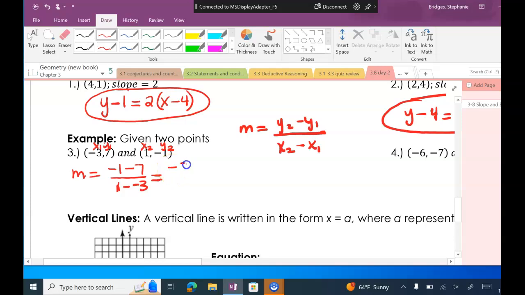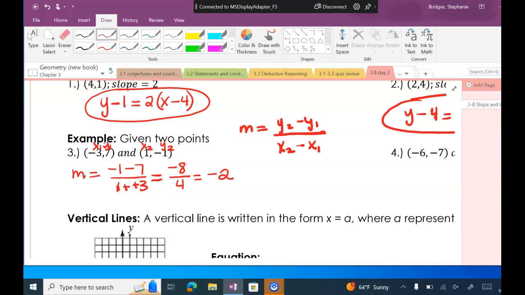-1 minus 7 is -8. 1 minus a -3 is 1 plus 3, which is 4. What does that simplify to be? -2. Is that my answer? I have to write my equation still.